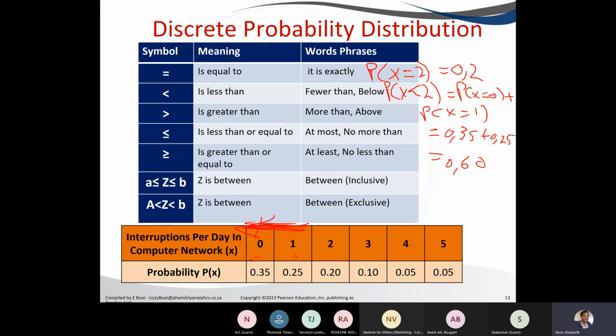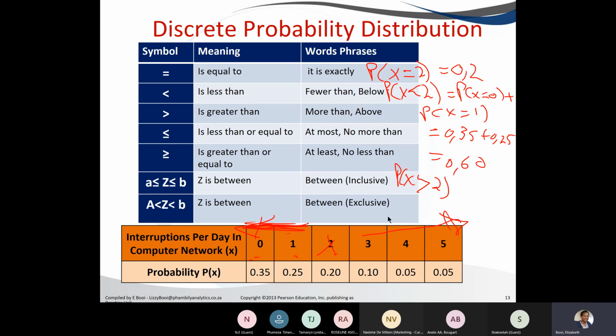The same will apply when they ask the probability of greater than or more than. It does not include that number, but it will be more than 2. So if it says the probability that x will be more than 2, it means not including 2, but everything bigger than 2, which is 3, 4, 5, which will be equal to 0.2.